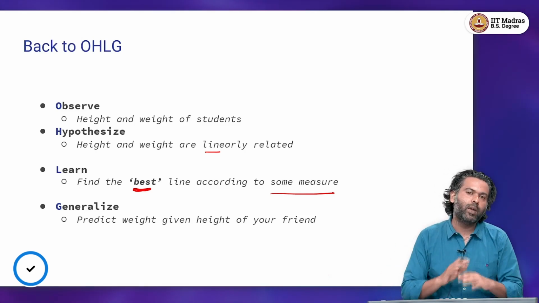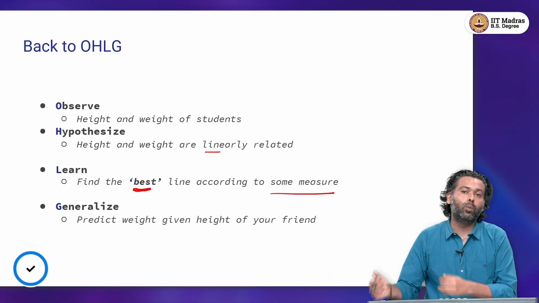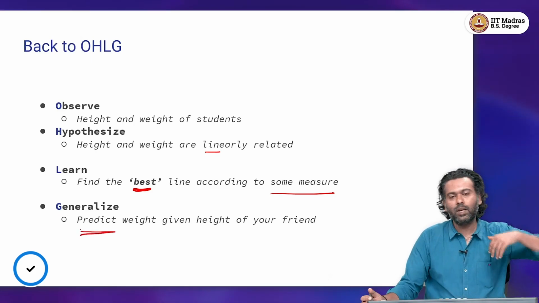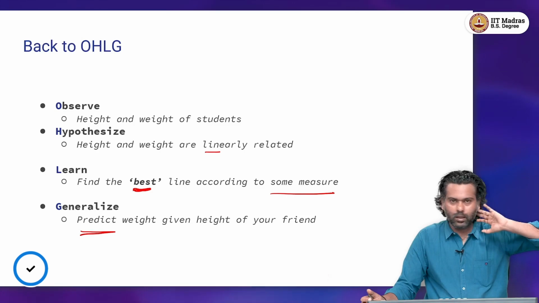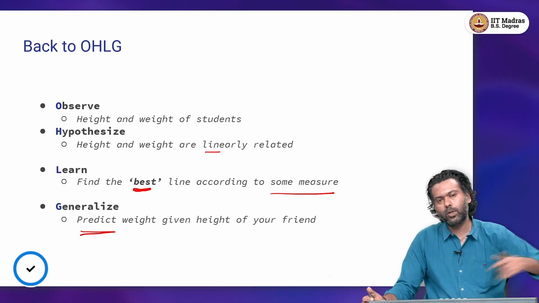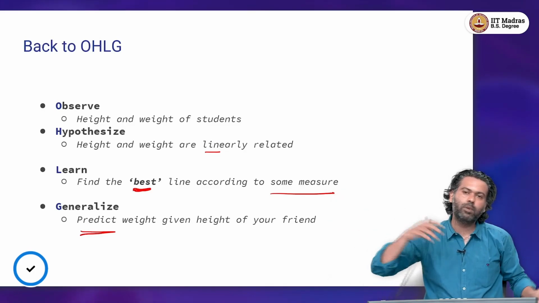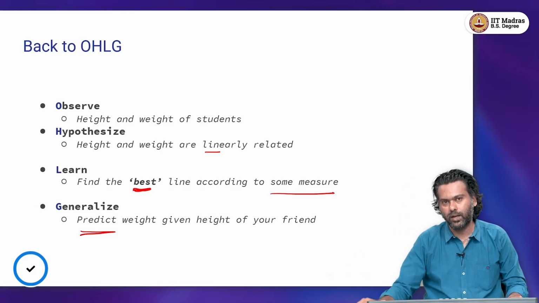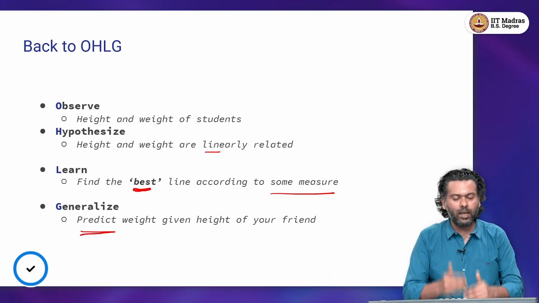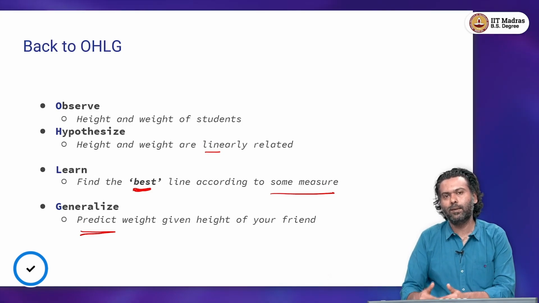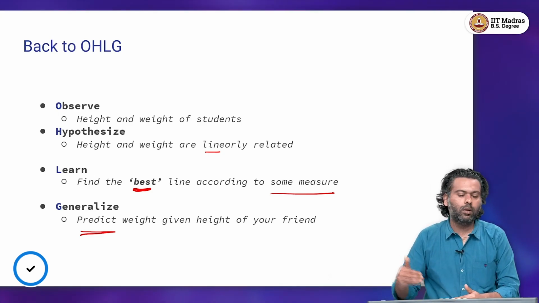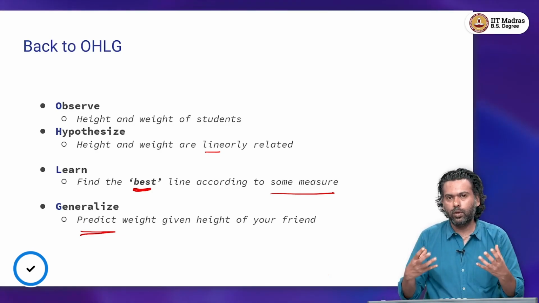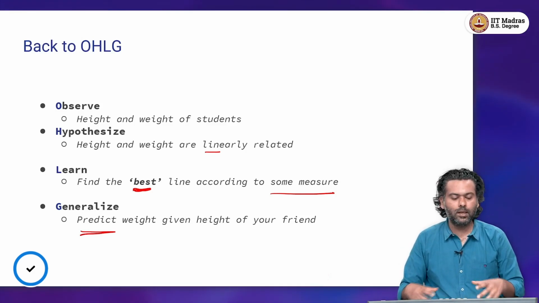But let us say we agree on some way, and then we will find the best line according to that way. And what is the use of that line? Well, once I have the line, now I can generalize, right. Which means that I can make a general prediction for the weight given any height on the x-axis, because the line extends infinitely. No matter what point I am given on the x-axis, which is the height, I should be able to predict the corresponding weight, right. So, again we are observing data, we are hypothesizing some relation between input and output, we are learning the best, in this case the line, given the set of all lines, and now we are generalizing.